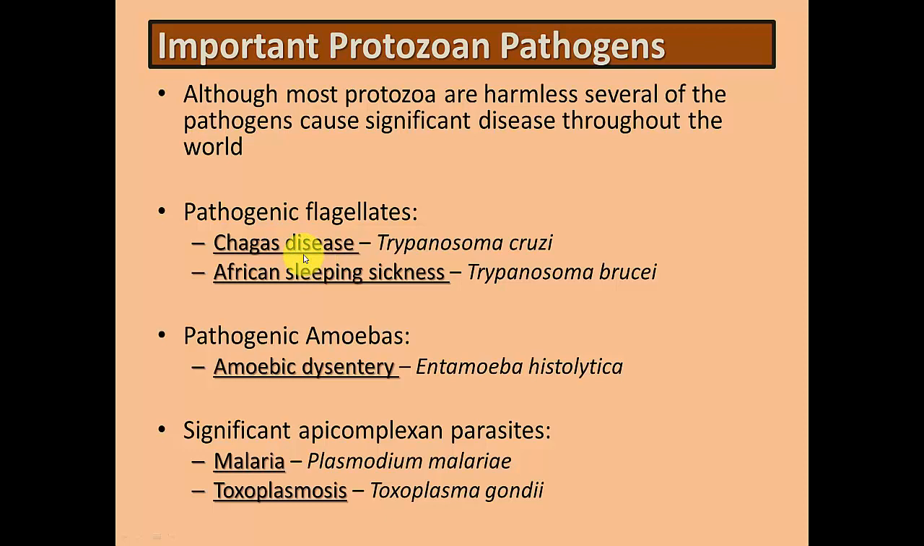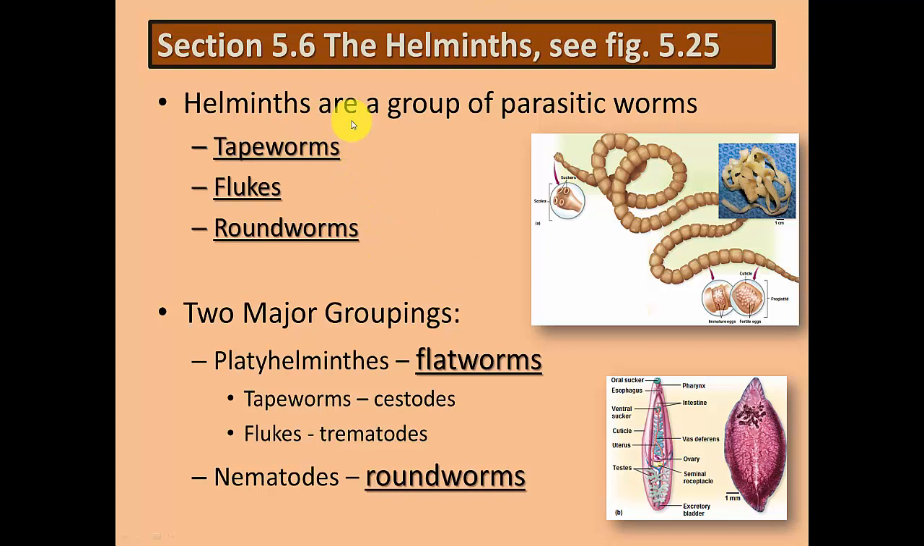Okay, last group that we'll talk about here are called the helminths. Helminths are parasitic worms, and they tend to come in one of three forms: tapeworms, flukes, and roundworms. And there's actually really kind of two major groupings here, which are the flatworms, which include tapeworms and flukes, and then the nematodes, which are roundworms. So the term platyhelminth is a more technical term to describe flatworms, and the term nematode is a more technical term to describe roundworms. In fact, these are actually animal groupings. These are some of the major animal phyla that these are listed with.